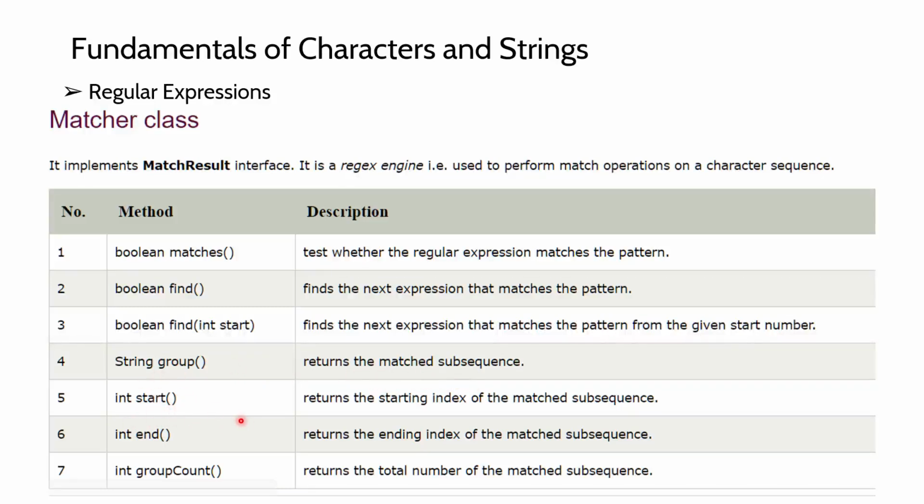The start method returns an integer and returns the starting index of the match sequence. The end method returns an integer and returns the ending index of the matched subsequence. And the groupCount method returns an integer and returns the total number of the matched subsequence. So these are all the methods used for the Matcher class.